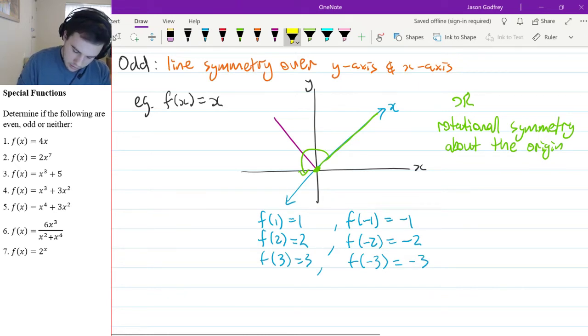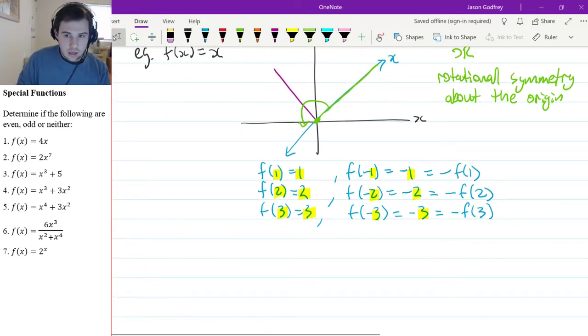So notice here that they're not equal. You input 1 and you get 1. You input negative 1 and you get negative 1. You input 2 and you get 2, and negative 2 gives negative 2. You input 3, you get 3, and negative 3 gives negative 3. Now, notice this is the same as negative f of 1, because f of 1 was 1 and this is negative 1. f of negative 2 is the same as negative f of 2. f of negative 3 is the same as negative f of 3.